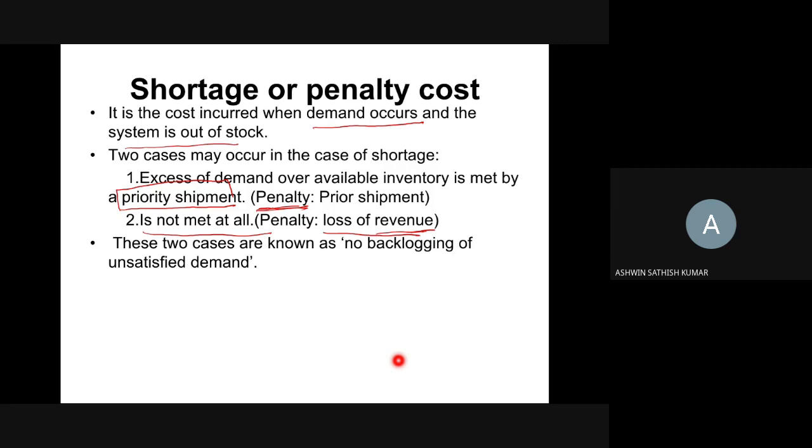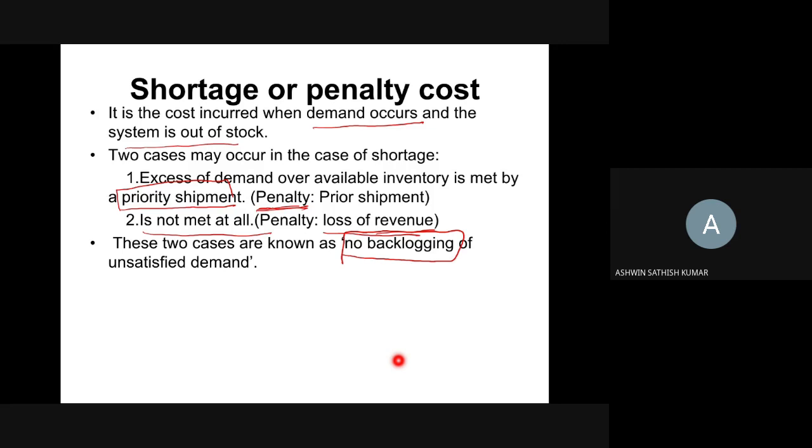So that type of shortage comes under no backlogging, meaning you do not have to maintain any log or record for the customer when you are in shortage. Another way can be, any other way, generally you have seen in your locality. What is the other way? The shopkeeper notes your name, right?